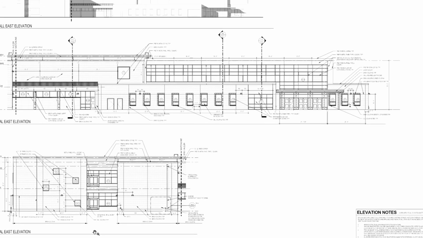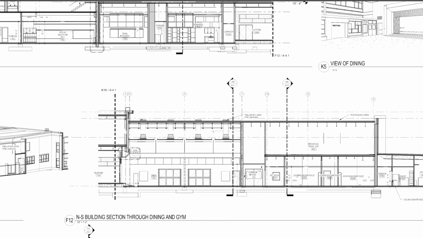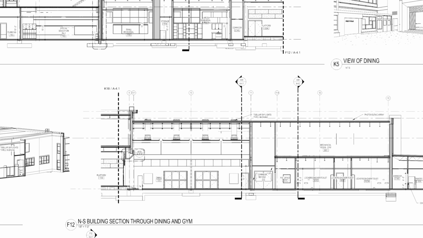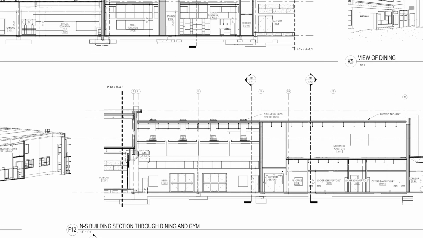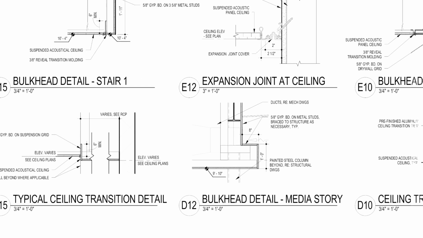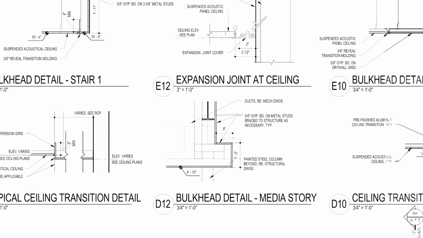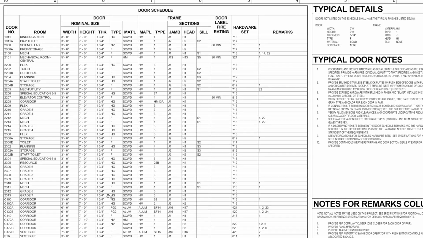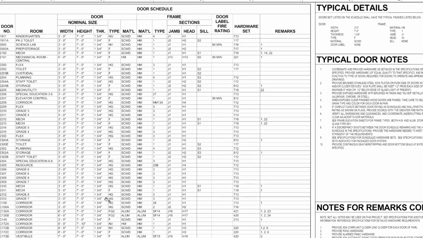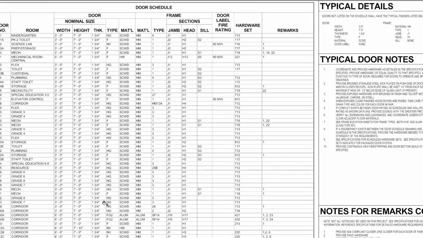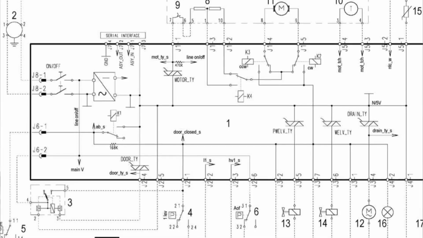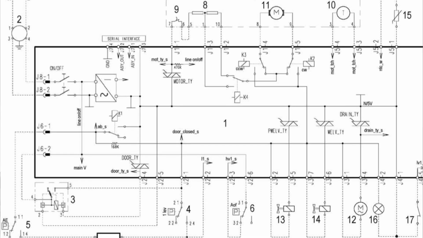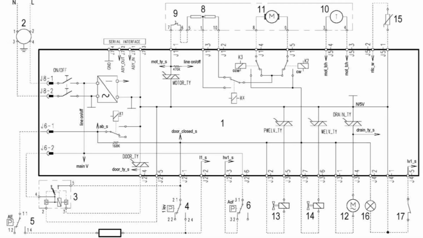Elevations show you the vertical side views. Sections cut through a building so you can see what's inside the walls and the floors. Details zoom way in on one component, like a window sill or a slab edge. Then you've got schedules, which are like tables, like a door schedule or a window schedule. And finally, you have schematics, which are used for plumbing, electrical, and mechanical to show the system layouts. Each one gives you a different piece of the puzzle.